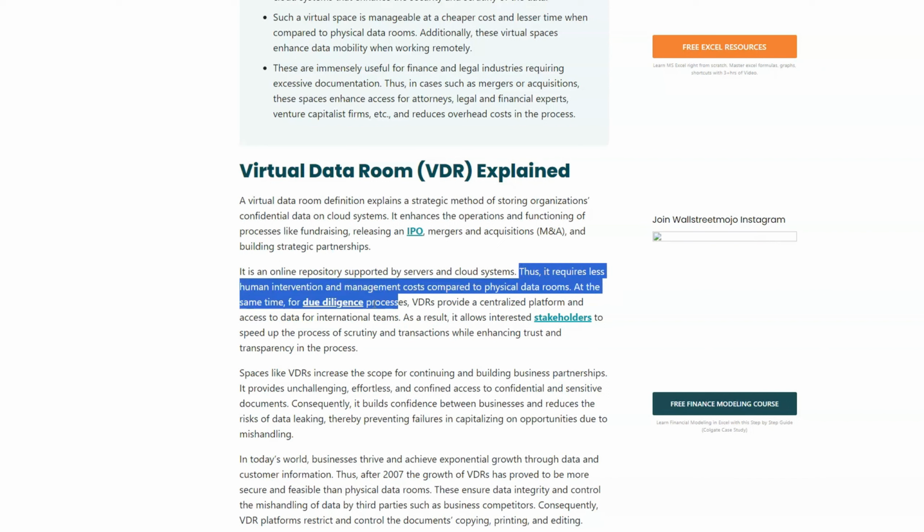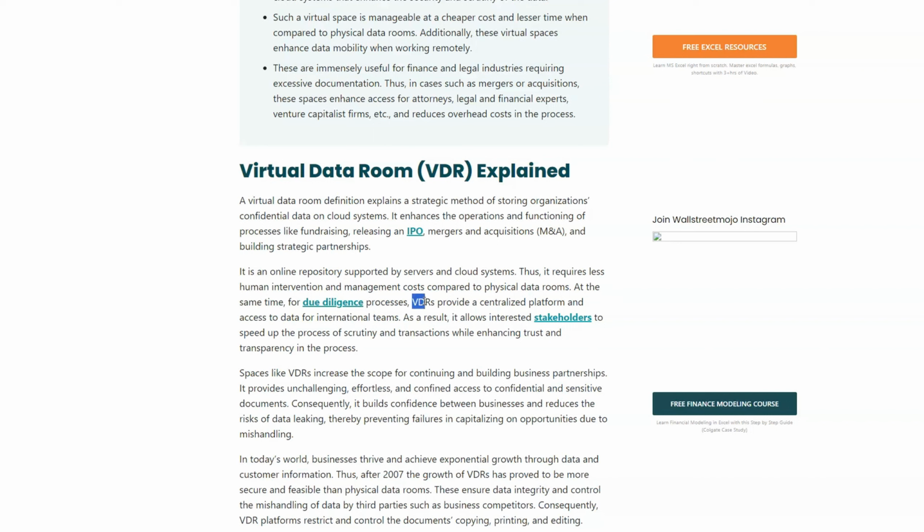Thus, it requires less human intervention and management cost compared to physical data rooms. At the same time, for the due diligence process, a VDR provides a centralized platform and access to data for international teams. As a result, it allows interested stakeholders to speed up the process of security and transactions, and enhances trust and transparency in the process.